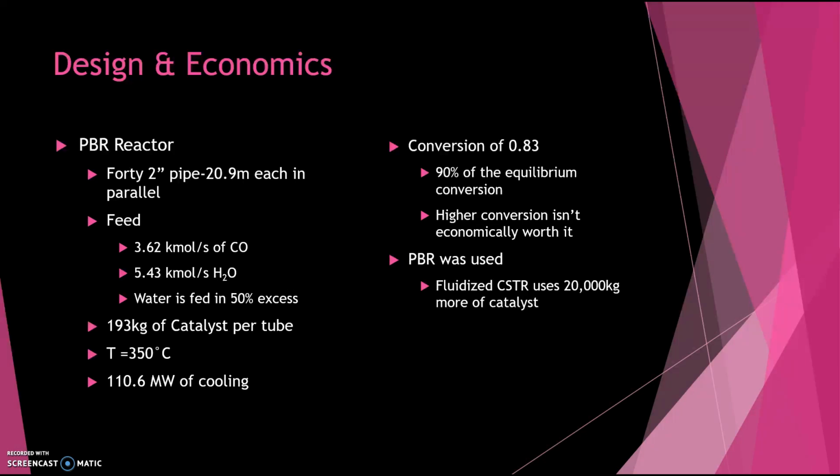It wouldn't make economical sense to get a higher conversion rate since we would need a much larger reactor and a lot more energy put into the reactor to keep it isothermal. We used a PBR reactor instead of a fluidized CSTR reactor because the PBR reactor used 20,000 kilograms less catalyst than the CSTR.